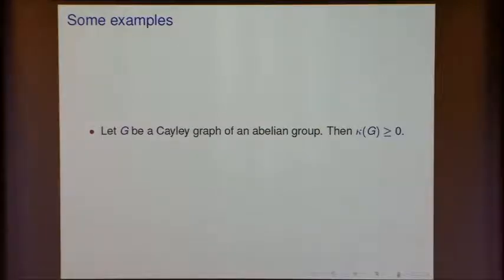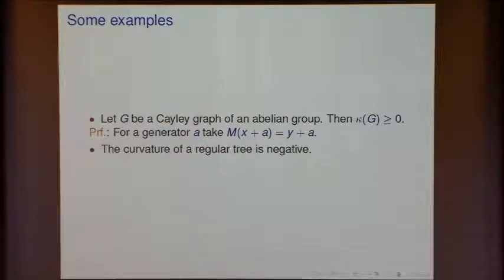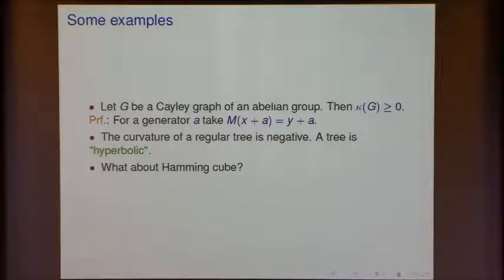So I claim that the Cayley graph of an abelian group is non-negatively curved. And this is trivial because I have a parallel shift. This is very easy. A regular tree is negatively curved, and this sort of gives additional meaning to this notion that a tree is a hyperbolic space. And we can ask: is it true that any hyperbolic graph has negative curvature in this sense? Probably. Okay, I don't know. Everything is very, very easy, the first approximation somehow.